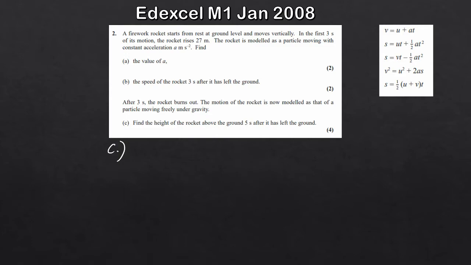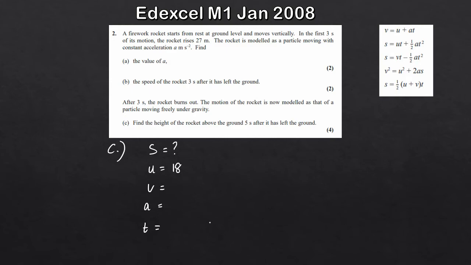So all I need to do now is set up my SUVAT equations for 3 to 5 seconds, work out the height, and then add that to the initial 27 that we've been given. So SUVAT. Let's have a go at working these out. S, the height, the displacement, that's what we want to work out. So straight away, let's put a question mark there. U, well, if we're looking from after 3 seconds, and we know the speed of the rocket after 3 seconds is 18, then our new initial velocity is also 18. Because that's what it's going to start with. We don't have anything for V.